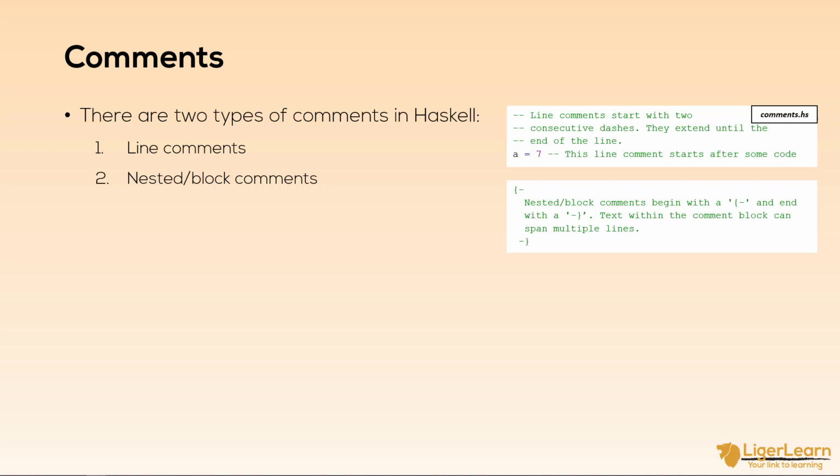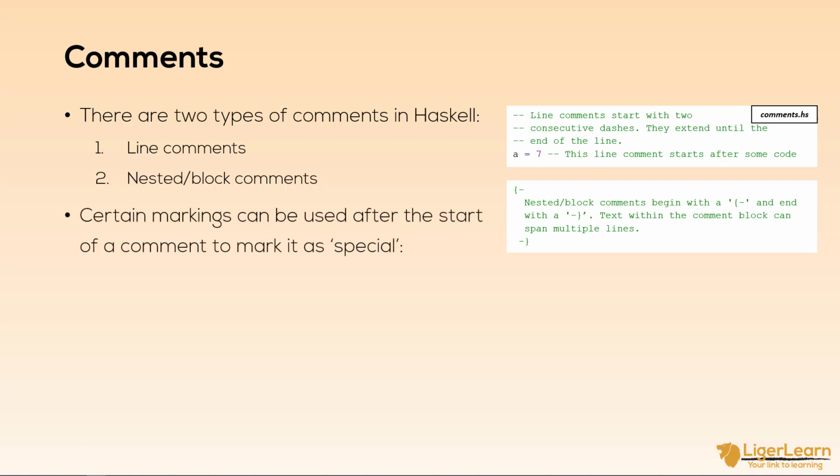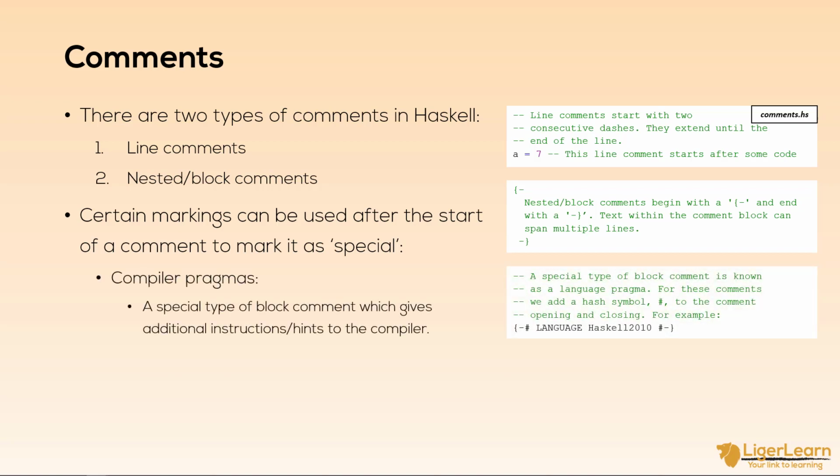Sometimes certain additional markings after the start of a comment indicate a comment with a specific purpose. For example, a special type of block comment is known as a compiler pragma. These are additional hints given to the compiler. You can see here that the pragma is contained within a special type of nested comment where we add a hash symbol to the open and close of the comment. This particular pragma indicates that we want the compiler to treat this file as per the Haskell 2010 language standard and not any other one.